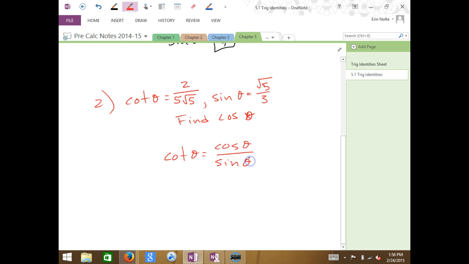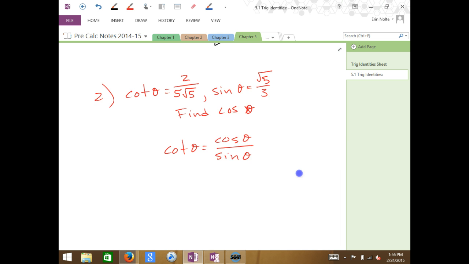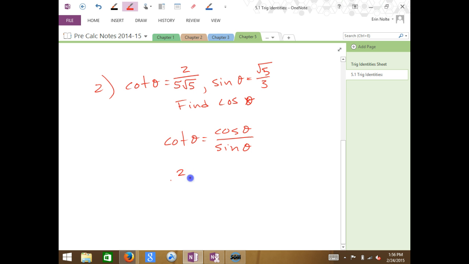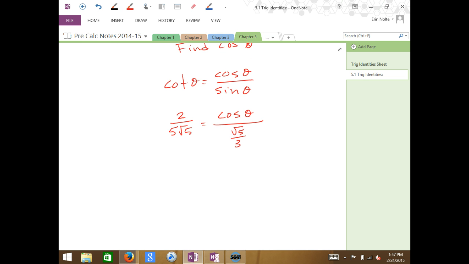Then all I'm going to do is replace the values with what was given to me. What was the cotangent value? 2 over 5 square roots of 5. We don't know the cosine, that's what we're looking for. The sine that is given is what? The square root of 5 over 3. I don't think of it in terms of a triangle and a hypotenuse anymore. Think of it in terms of ratios and fractions.